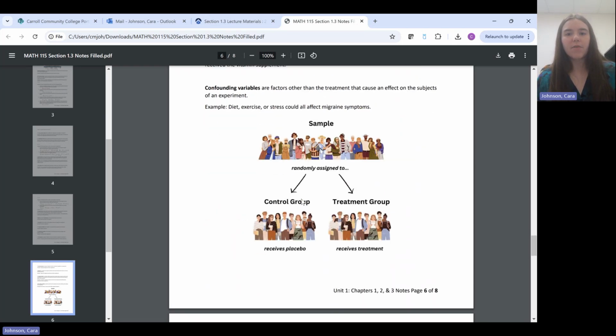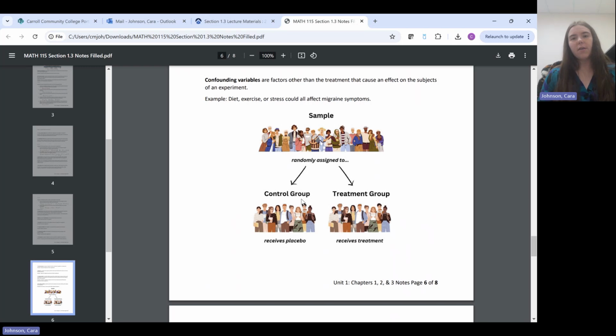And then confounding variables are factors other than the treatment that could cause an effect on the subjects. So diet, stress, exercise, these could all affect migraine symptoms. Of course, confounding variables still have an impact in an experiment, but the hope is that by controlling the groups you were able to mitigate that as much as possible. In an observational study, when you're just collecting data, you don't have as much control over the subjects, so you really don't know who's doing what, and you're not really able to make a solid comparison between the groups because you're not controlling who takes the pill and who doesn't, etc.